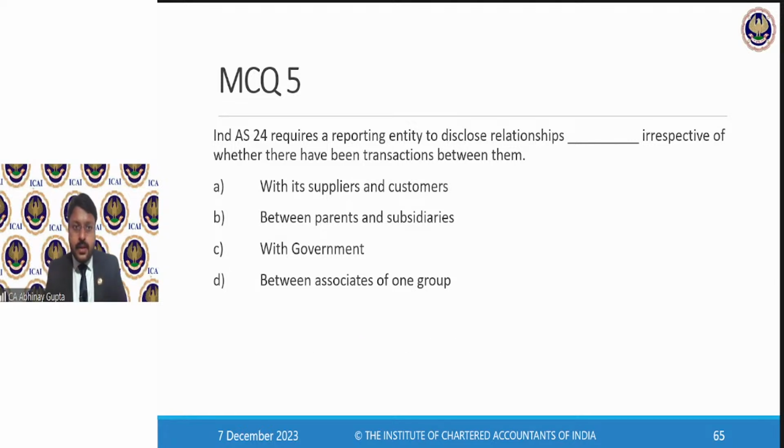Ind AS 24 requires a reporting entity to disclose relationships, irrespective of whether there have been transactions with them or not. So with whom? With the suppliers and customers, with the parents and subsidiaries, with the government, or between the associates. A, B, C, or D. So category 1 disclosures are being talked about here. Category 1 disclosures are mandatory for whom? Customer, suppliers, parent subsidiaries, government, or associates.